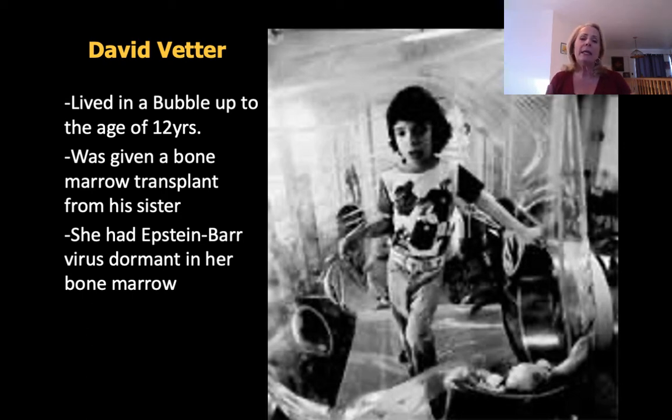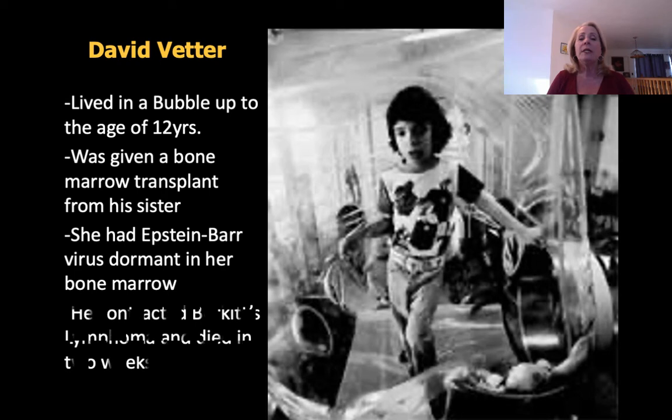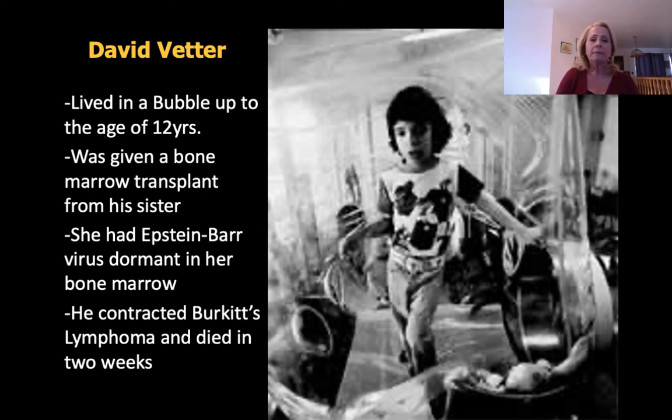And when he got her bone marrow, since he already didn't have an immune system, that Epstein-Barr virus went into what we call Burkitt's lymphoma, and he died within 2 weeks. But he told his parents not to be too upset because he was very happy that he was able to play and run in the grass for a little while.